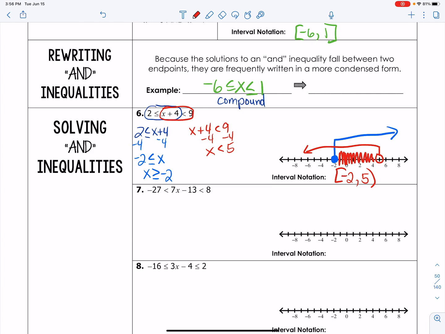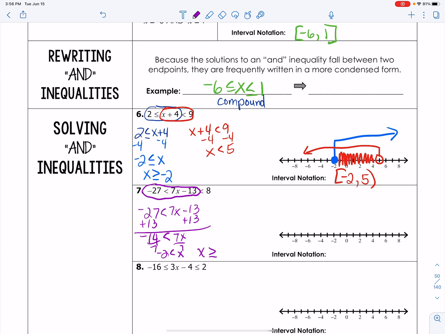Let's try another one of these. I'm going to just circle the first part, and I get -27 is less than 7x minus 13. So I would add 13 and add 13, and I get -14 is less than 7x. Divide by 7, and -2. So if I write it the other way, x is greater than -2. So I'm going to put an open circle here, and it's everything bigger than.